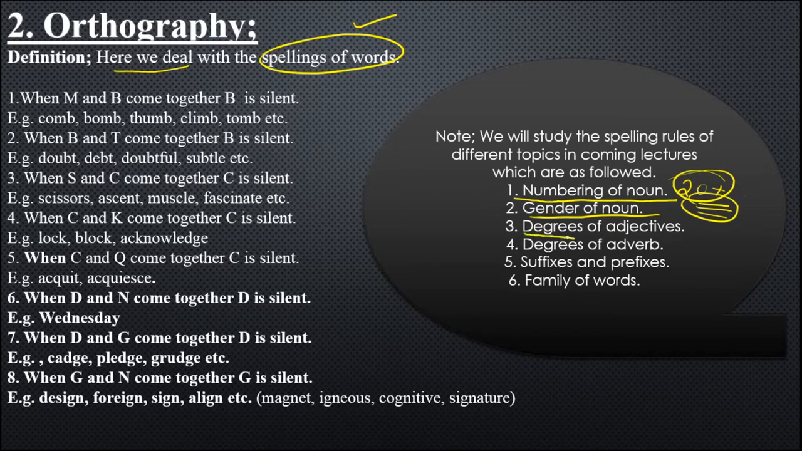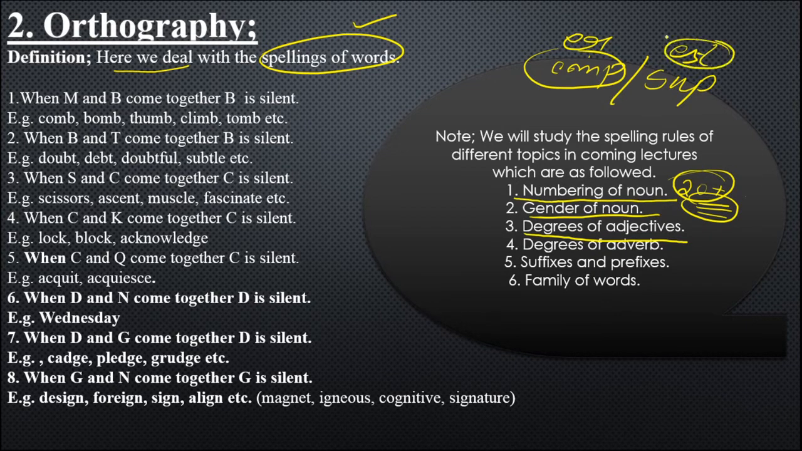So third one, we will be discussing degrees of adjectives. We will be having the comparative and superlative degrees of adjectives. Now some of the comparative degrees take er to the comparative and est to the superlative degrees, and some of the adjectives they take more in comparative or less in comparative, and most, the opposite of most, least in superlative. So these all we will be discussing the rules. These all rules are connected with orthography.